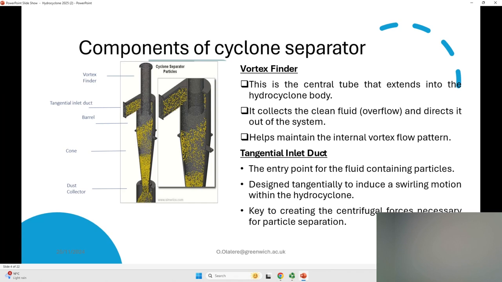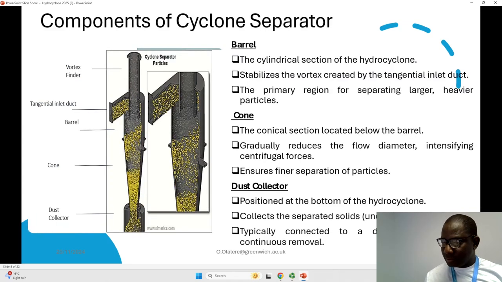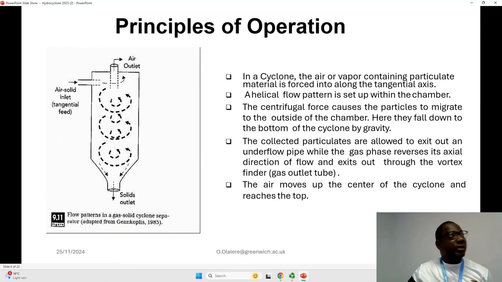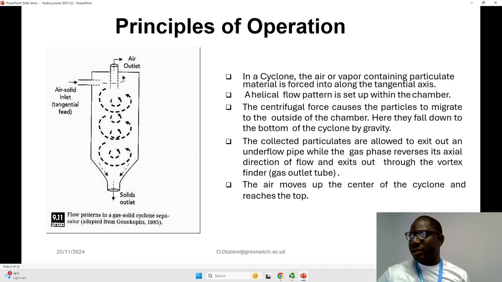The vortex finder. So the next one is that we have tangential inlet ducts also. That one is the entry point for the fluid containing particles. That's for introducing the feed. And it's key to creating the centrifugal force necessary for particle separation. Then, what are the principles of operation in a cyclone? The air or vapor containing particle material is forced into or along the tangential axis like this. This is for solid air.